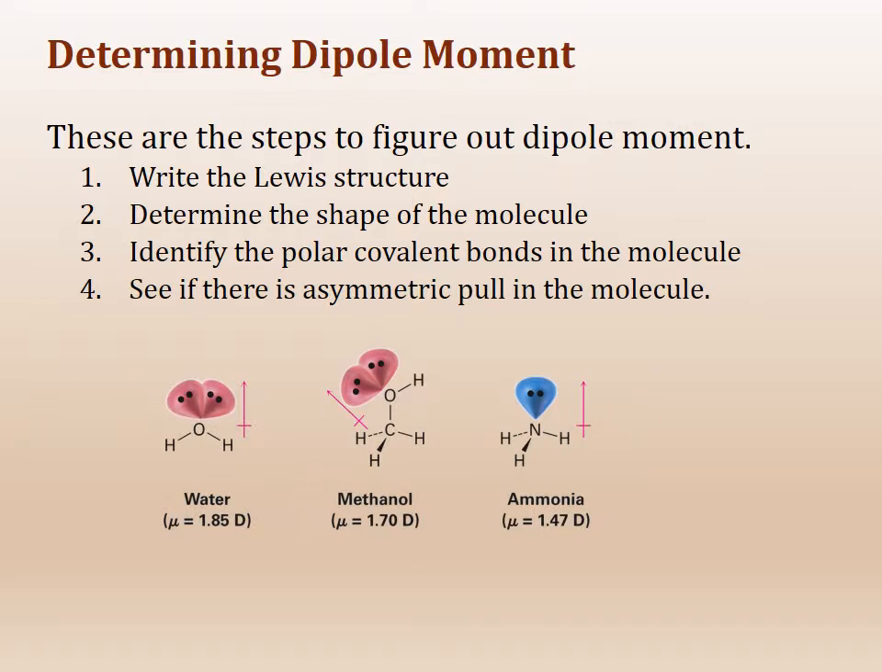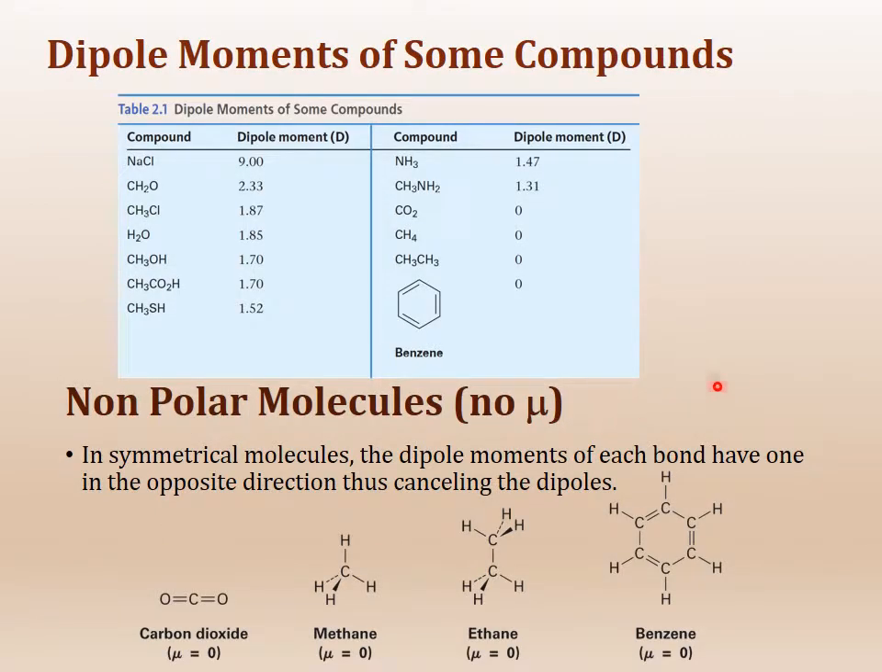use for dipole moment. Here are some examples of dipole moment of some molecules. So you can see here sodium chloride, 9. That's really very high. Okay, and that's because it's an ionic compound. So as I said, inherently that's going to be of a very high dipole moment. Okay, and then CH2O, if you don't know the Lewis structure of this, you should draw it out.